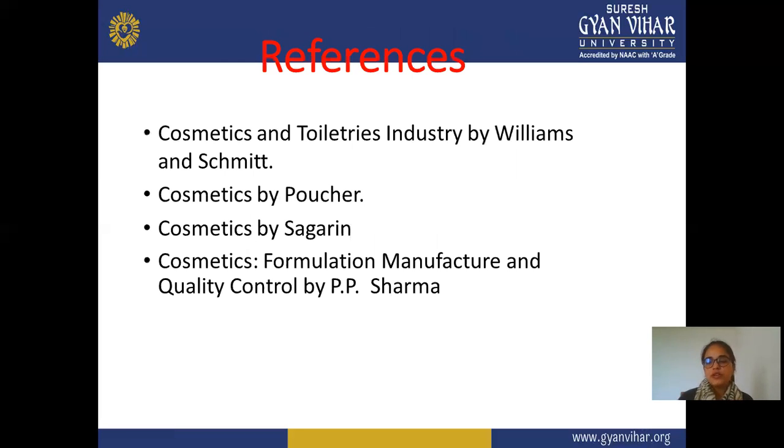Next is the reference part. For reference, you can use any cosmetic book for sunscreen. There are a number of sites on Google, and out of these, some books have good matter for sunscreen: Cosmetics and Toiletries Industries by William and Smith, Cosmetics by Poucher, Cosmetics by Sagarin, and Cosmetic Formulation, Manufacturing and Quality Control by P.P. Sharma. These books are sufficient for sunscreen. You can use all the books or maybe any one of them for that particular topic.